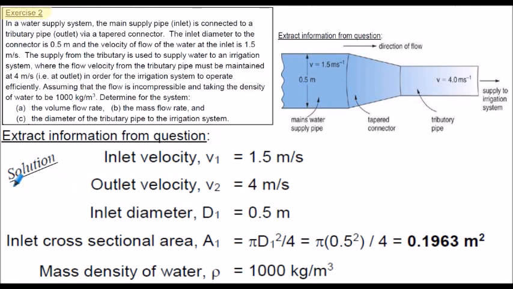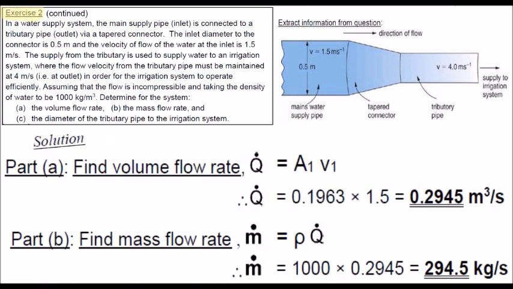Exercise 2, commencement of the solution. Essentially, we're extracting the information from the question here, and I have calculated the cross-sectional area of the inlet, denoted as A1, because I'm given in the question the diameter of the inlet, D1, stated here. Exercise 2, solution continued. So part A, we're calculating the volumetric flow rate, Q dot, calculated here in meters cubed per second. And part B, we're calculating the mass flow rate, M dot. M dot shown here in kilograms per second.